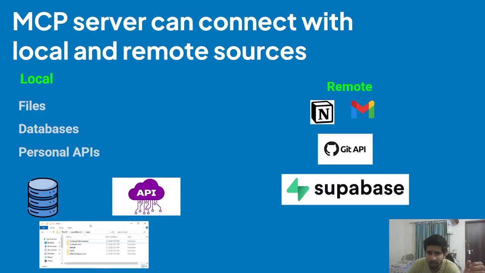So there are different sources, remote as well as local. For local, we have databases, files, and personal APIs. And for remote, if you want to connect a Git API, we want to update our GitHub, clone some repo or push some code, we can just connect our MCP server through the GitHub API and prompt it on our client to push my code, and it will instantly push it.